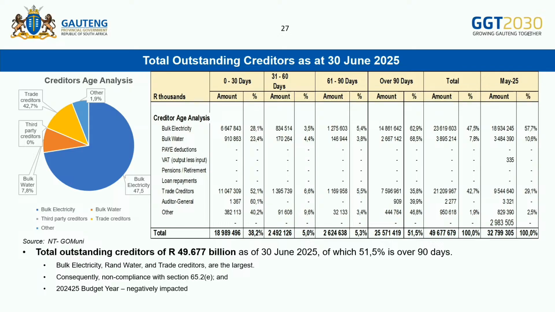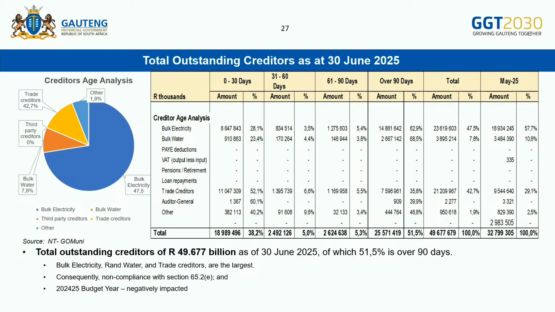And Chair, just to note that we have a number of our municipalities that are non-compliant with Section 65 of the MFMA, which compels our municipalities to settle creditors within 30 days. On the proviso, Chair, that we also need to acknowledge the payment plans that currently exist between our municipalities and these service providers. Chair, and then also very importantly, one of the things that we need to note is the impact of this, Chair, on this current year's budget.